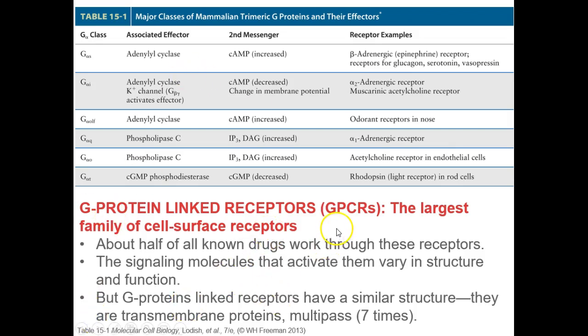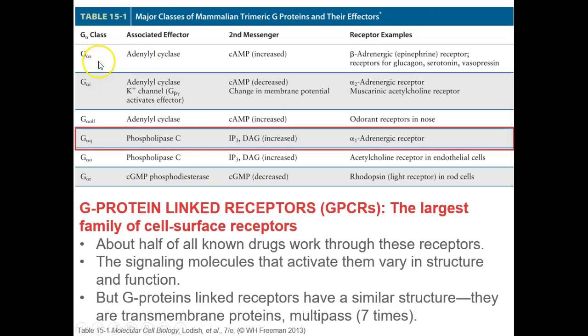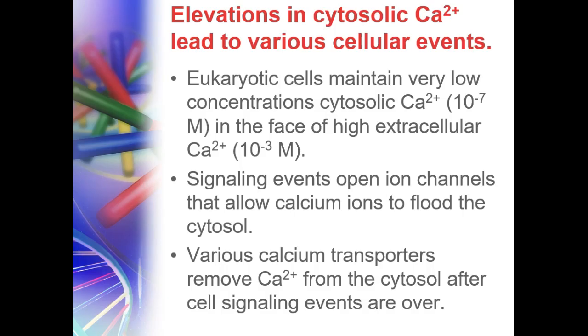So here again is my slide with the different kinds of G proteins. We talked about G alpha sub S and briefly G alpha sub I. So this is G alpha sub Q. The associated effector here is not adenylate cyclase, it's phospholipase C. And the second messenger here, we have two of them: IP3 and diacylglycerol. There are different receptors, so this would be an alpha 1 adrenergic receptor, for example. So let's talk about how this pathway works.